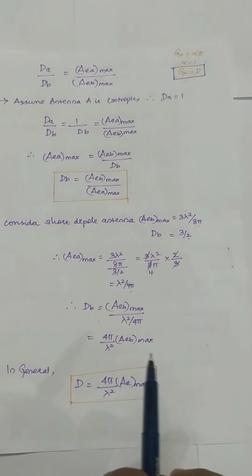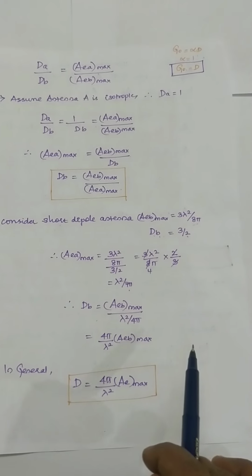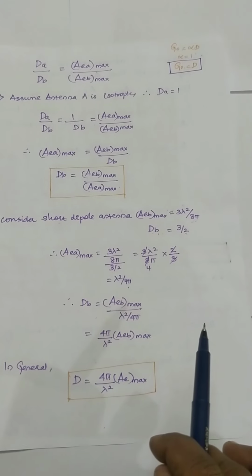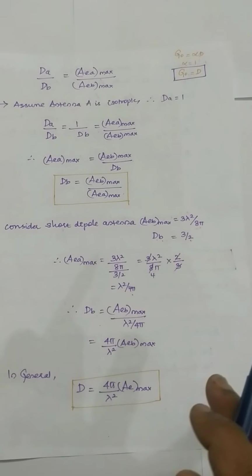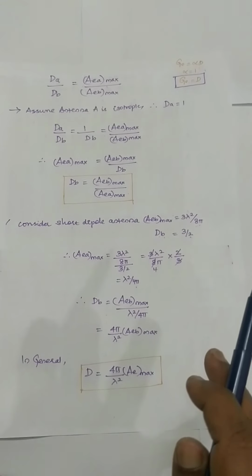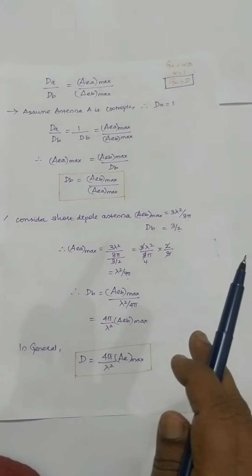This gets a relation between gain, directivity, and effective aperture, the correlation. So, this gets a complete analysis of the parameter of effective aperture, or the capture area, or the effective area.